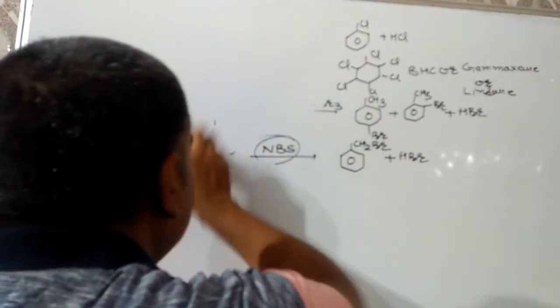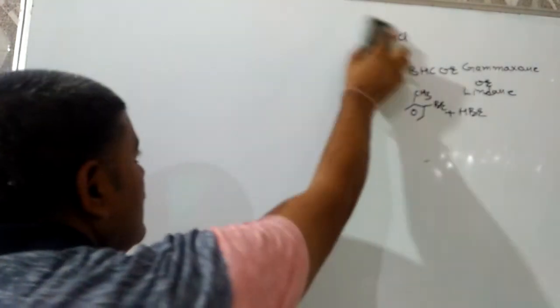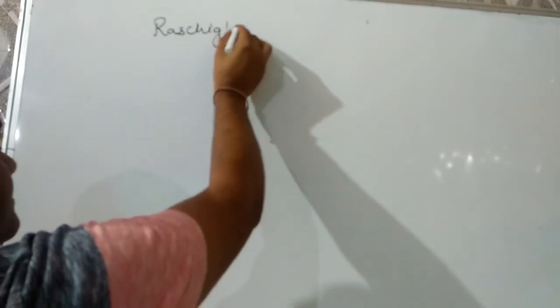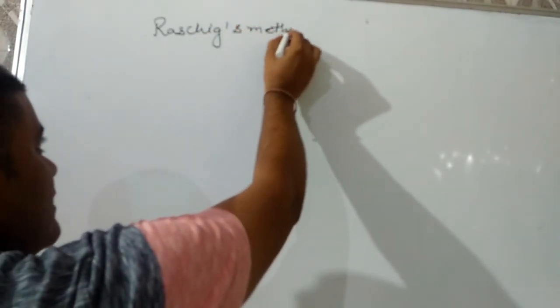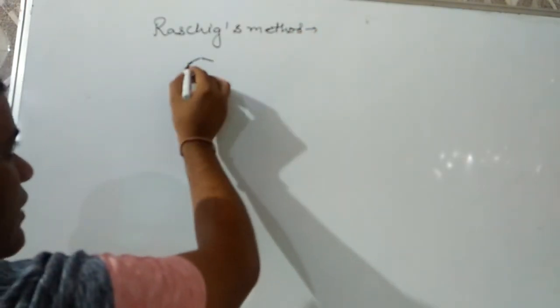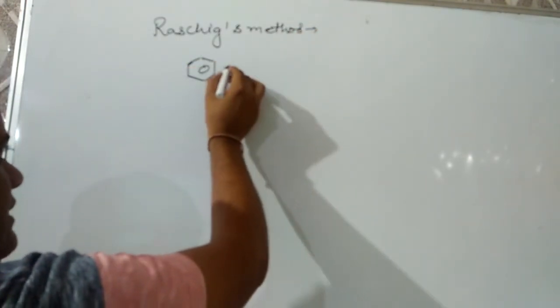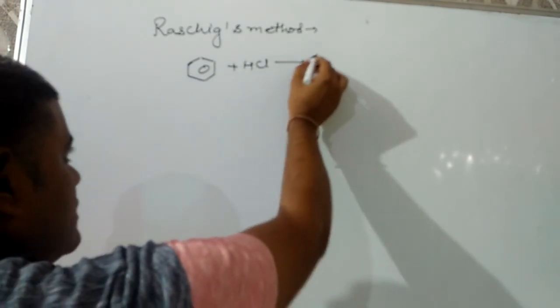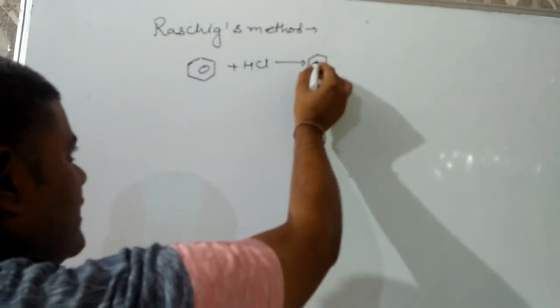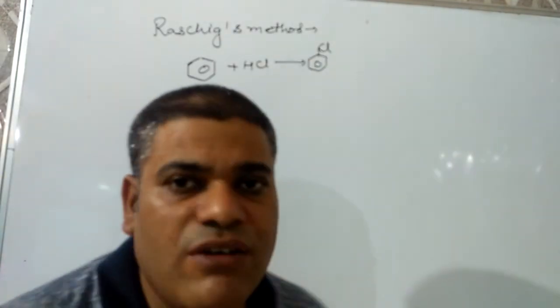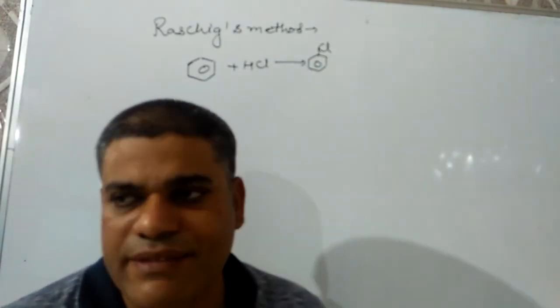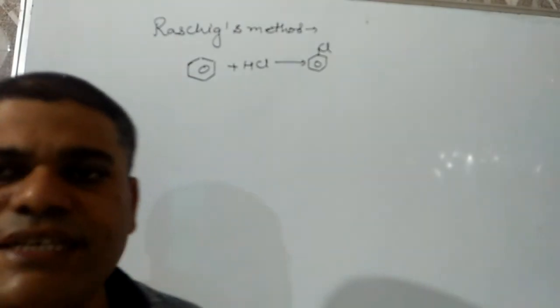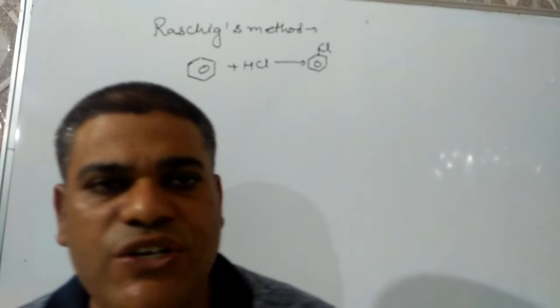Next, the method by which benzene can be changed into chlorobenzene, one more method is there, and that method is known as Raschig's method. In this method, benzene on heating with HCl will produce chlorobenzene, and this method is generally not used. We can use the halogenation of benzene in presence of a halogen carrier. That is a better method. But if it is asked in objectives, then Raschig's method is also used to convert benzene into chlorobenzene.